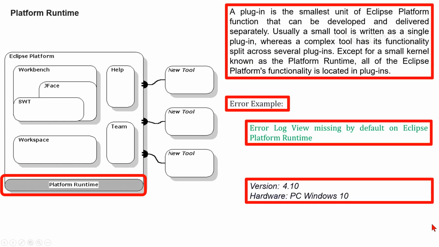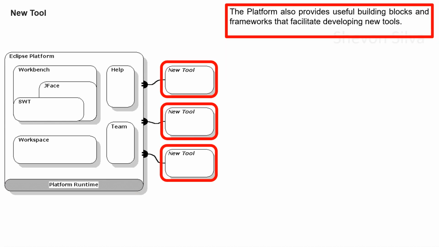As an error example, we can consider this one: error log view missing by default on Eclipse platform runtime. This occurred in version 4.10 and under hardware PC Windows 10. Now we are focusing on a new tool. The platform also provides useful building blocks and frameworks that facilitate developing new tools.